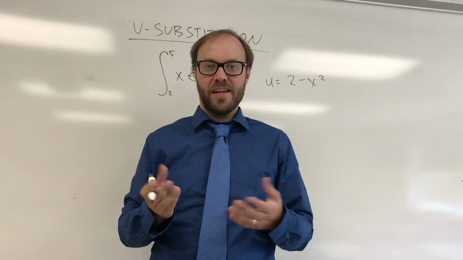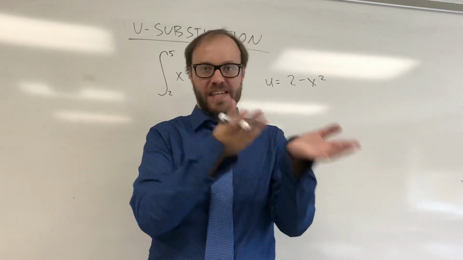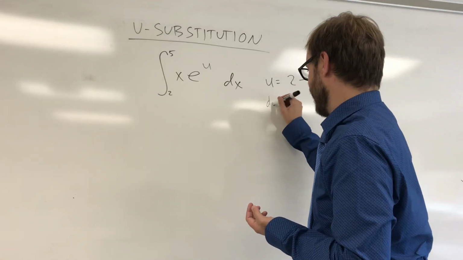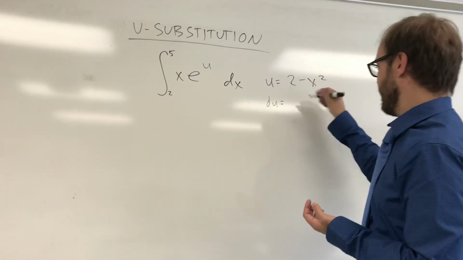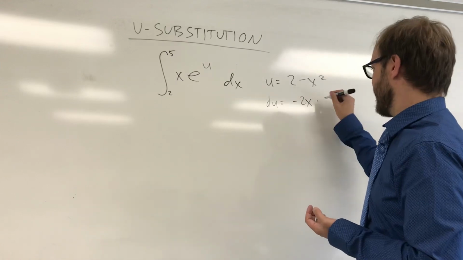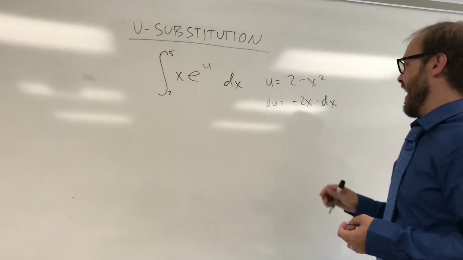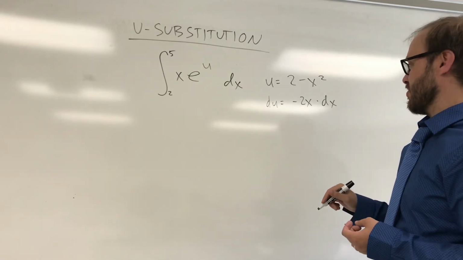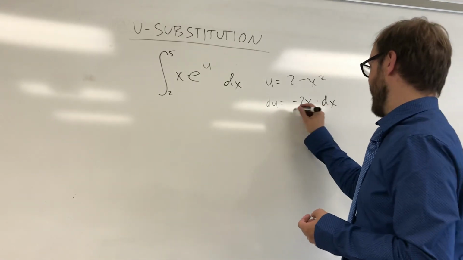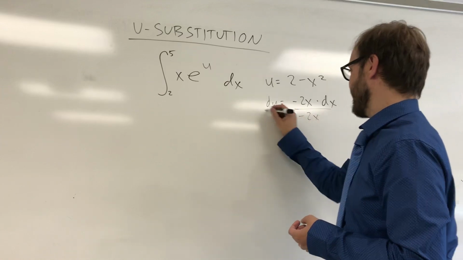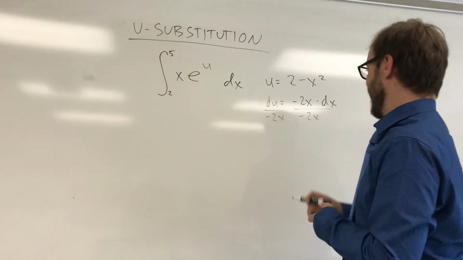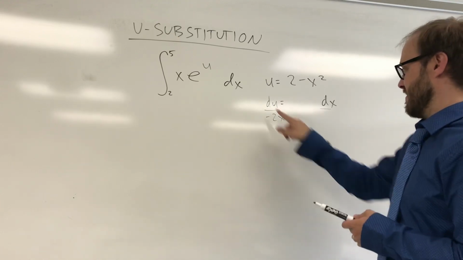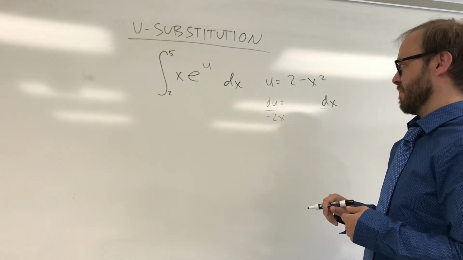Remember that dy is equal to the derivative times dx. We're not doing a dy here, we're doing a du, but same thing. du is equal to the derivative, negative 2x, times dx, okay? And I want to replace the dx, so I'm going to solve for dx. I'll divide both sides by negative 2x, and that tells me that dx is equal to du over negative 2x, okay?